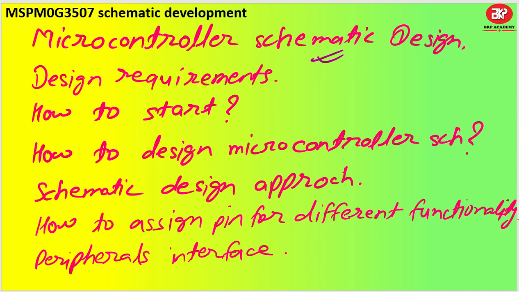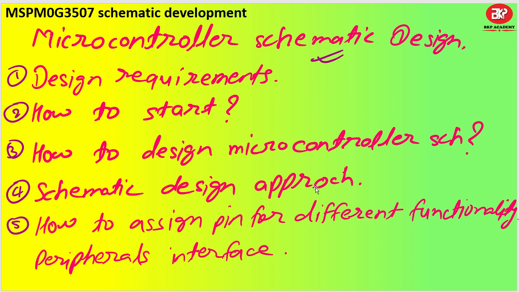The first thing is we have to have the design requirements. Then how are we going to start? We have to have the microcontroller requirements, parameters, and the power supply schemes. All these things we will be assigning one by one. Then we will see how to design the microcontroller schematic. We will start with our schematic design approach: first of all power supply schemes, then power supply requirements, then assigning the different functionalities or pin functionalities. These are the things we will take care of before designing the circuit.